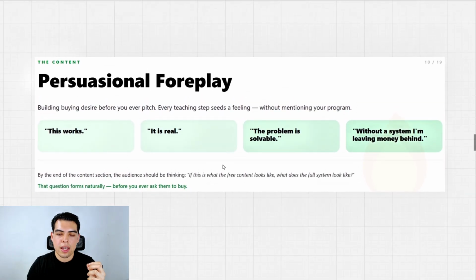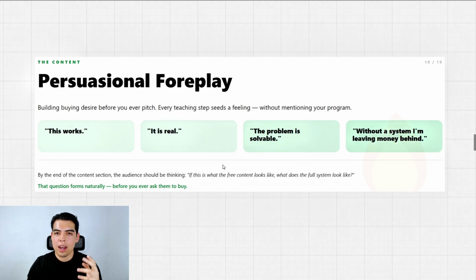The second piece inside the content section is what I call persuasion foreplay. This is the process of building desire before you ever pitch. Every step should be seeding a specific feeling. The feeling that this works, that this is real, that this problem is solvable, and that without the right system, they're leaving a significant amount of money on the table.